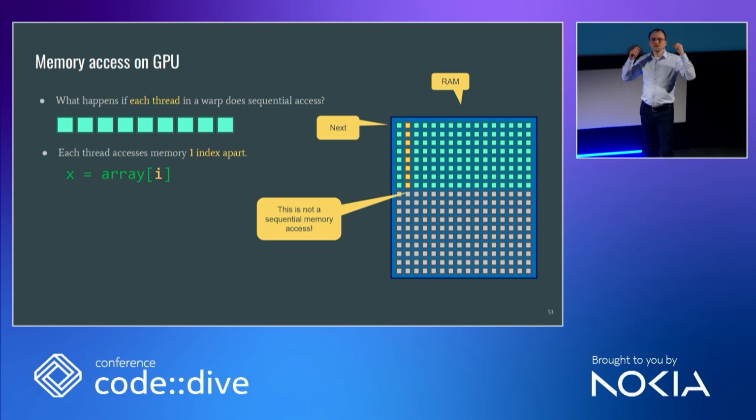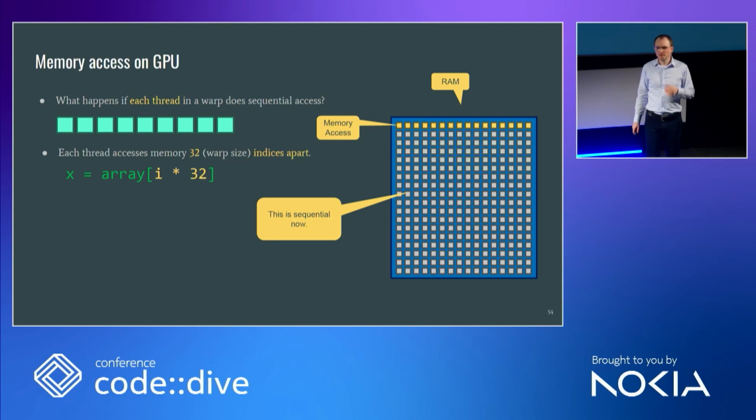Because this memory was not cached. GPUs don't have enough cache to do that. So you basically throw out most of the data that was fetched from memory.